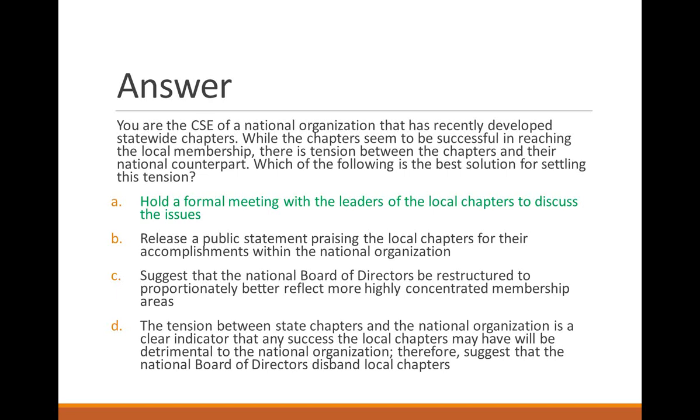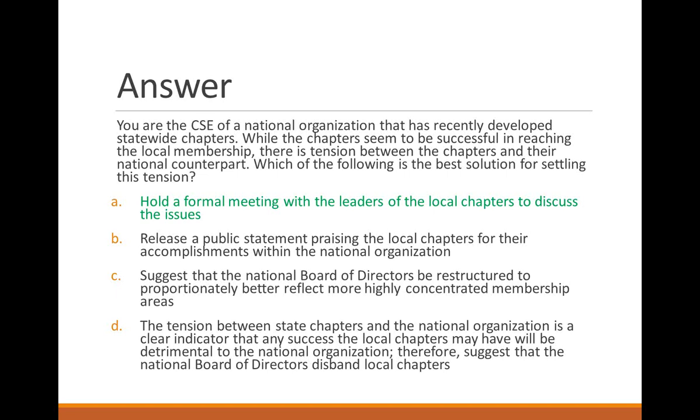Going through some of the other answers, release a public statement praising the local chapters. That's a nice thing, but I don't know that that would settle any tension necessarily. It's just kind of covering it up and not really communicating with the leaders to find out what's going on and why the tension exists.